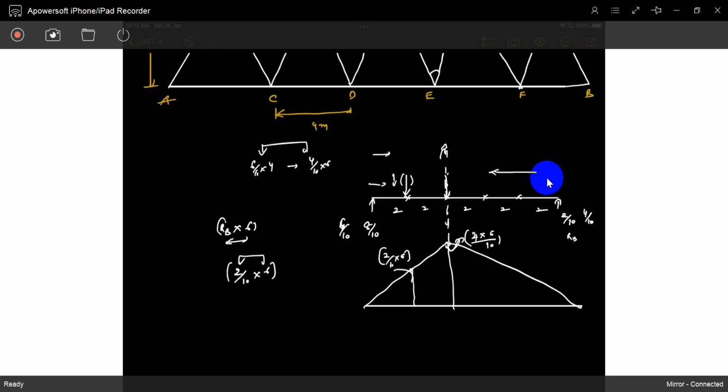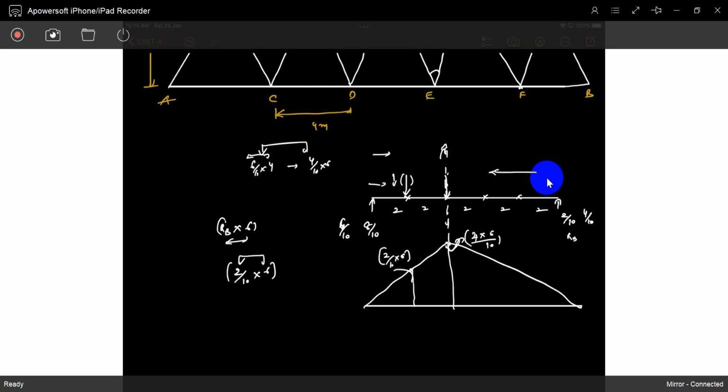Now it's 4 into 6. Both are exactly equal to 10. 4 and 6 is 10. Exactly at the center you will get 6 into 4. Those two distances exactly match the total length. Not at every place.